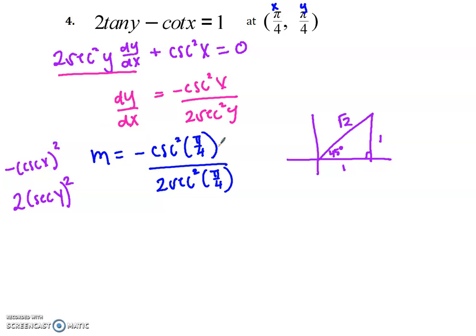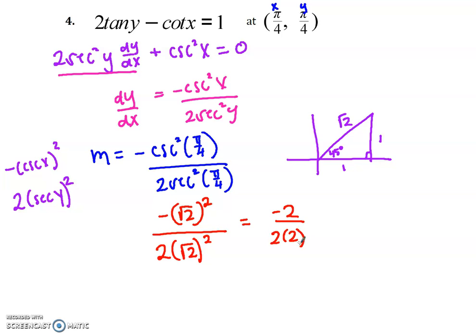So cosecant, that's going to be hypotenuse over opposite. So that'll be root 2. And then I'm going to square it, and then I'll multiply by the negative 1. Then same thing with the secant. Secant is hypotenuse over adjacent, so also root 2. Then I'm going to square it, then I'll multiply by the 2. So root 2 squared is just 2, so that'll be negative 2. Root 2 squared is also 2, so that'll give me negative 2 over 4, and then my slope will reduce to negative 1/2.